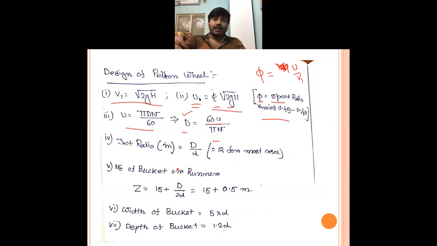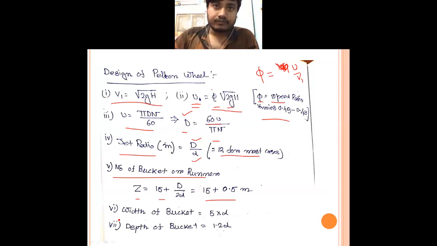Next comes the jet ratio. So jet ratio is the diameter of the wheel by the diameter of the nozzle. Okay, so it is almost 12 for most of the cases. Now number of the buckets on the runner, it is denoted by z, that is 15 plus d by 2d, so it will come 15 plus 0.5 into z ratio.